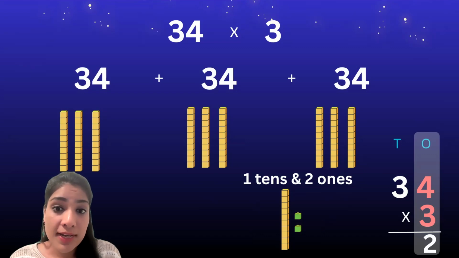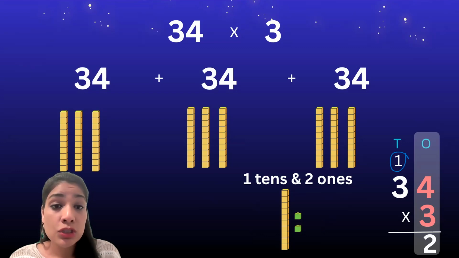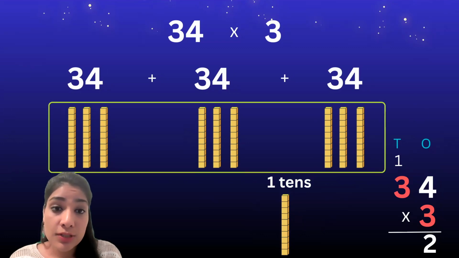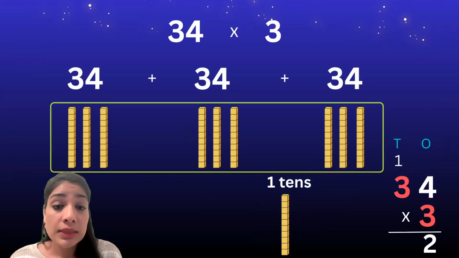What do we do with 1/10? We put it as a carry in tens column. Now our next step is to multiply all the tens or calculate total tens. So we do 3 threes are 9 tens.